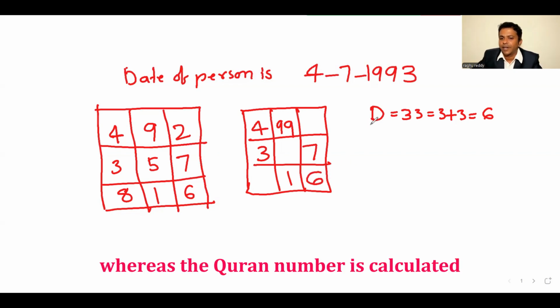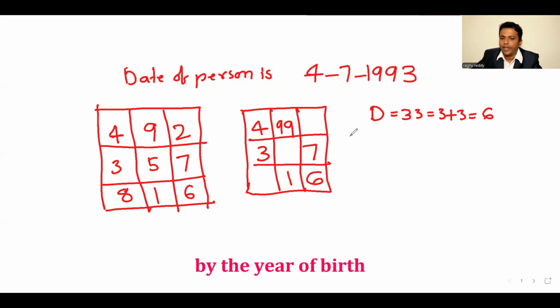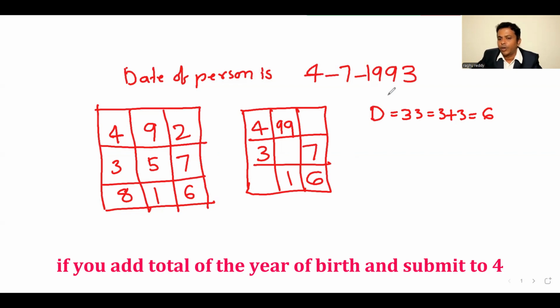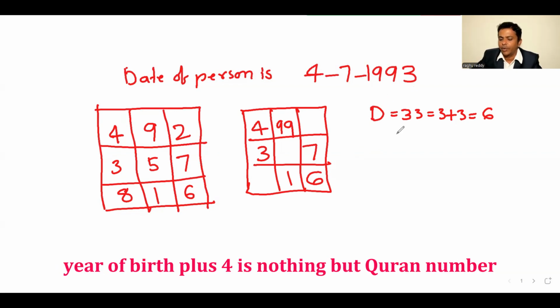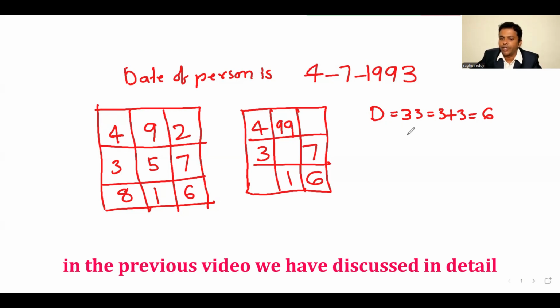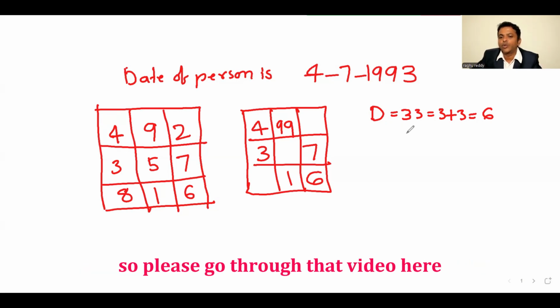Whereas the Koa number is calculated from the year of birth. If we add the total of the year of birth and sum it to 4, year of birth plus 4 is nothing but the Koa number. In the previous video, we have discussed in detail. So please go through that video.